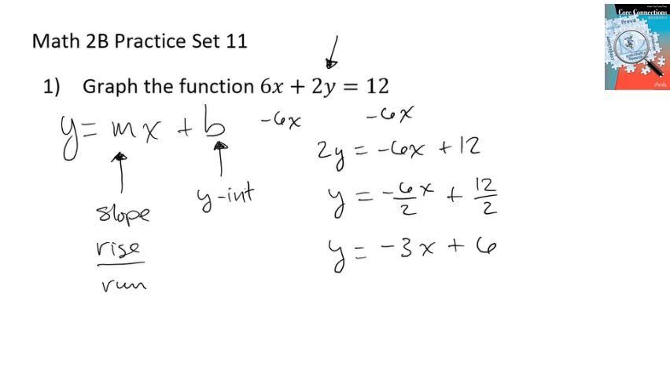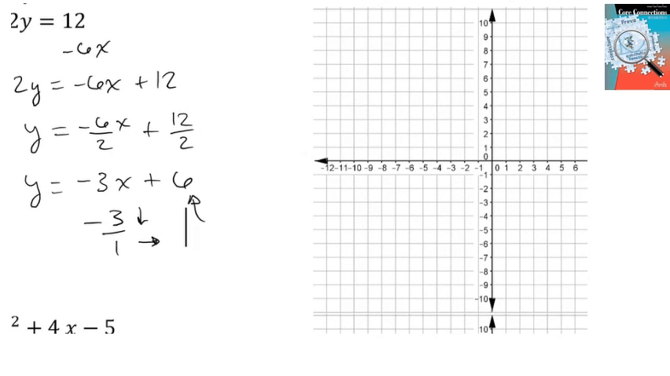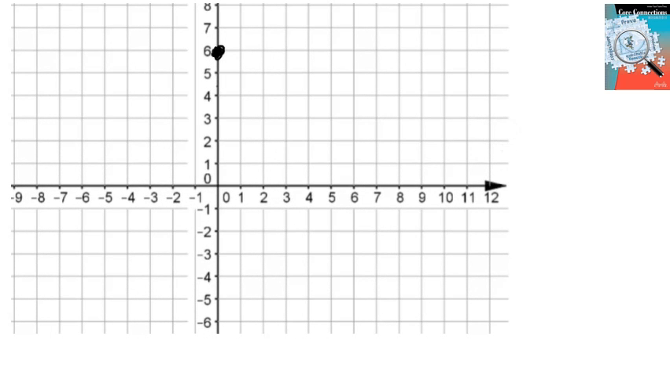So my parameters are, my slope is negative 3, and I can interpret that as down 3 and to the right 1. And my y-intercept is at 6. So to graph that function, I'm going to begin at my y-intercept of 6, and I'll place a single dot at that point. And then from there, I'm just going to follow my slope pattern of down 3 units, 1, 2, 3 units and over 1, down 3 units over 1, down 3 units over 1.